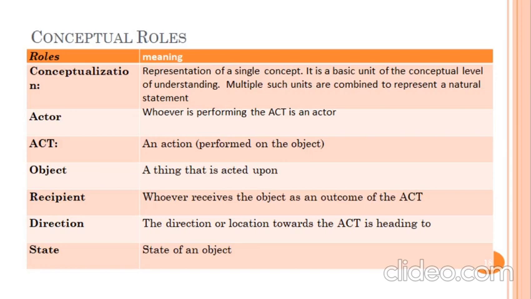A conceptualization means representation of a single concept in a basic unit of conceptual level of understanding. Multiple such units are combined to represent a natural statement. Actors are who is performing the action. Act is which action is getting performed. Object is the thing on which the action is performed. Recipient is whoever is receiving the object as the outcome of the act. Direction is the direction or the location towards which the act is directed. State is state of an object.